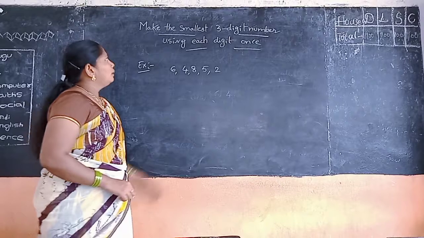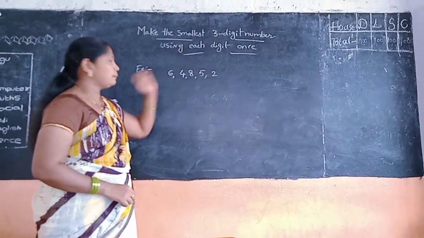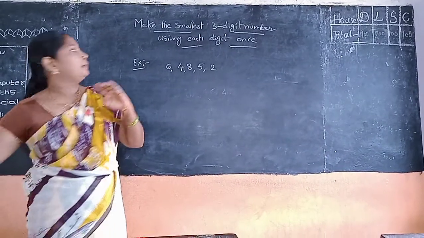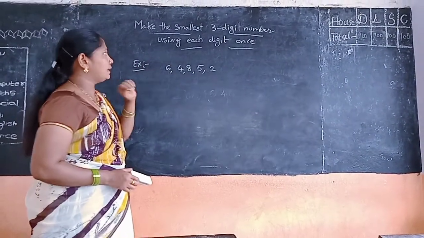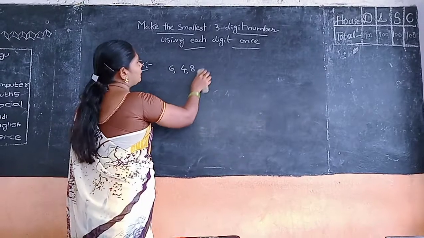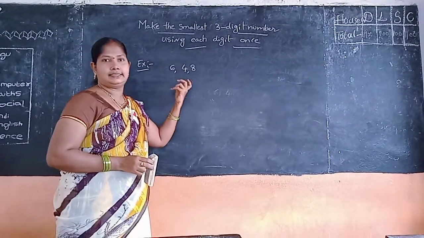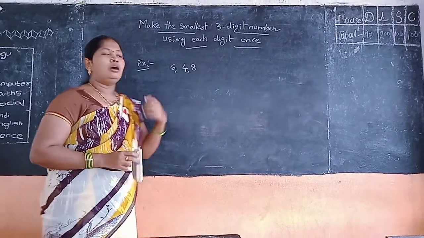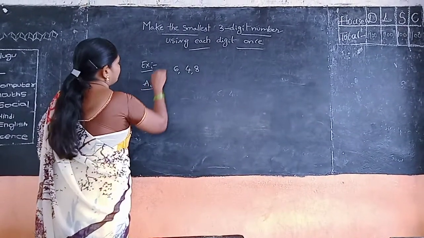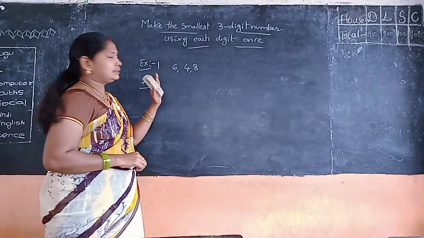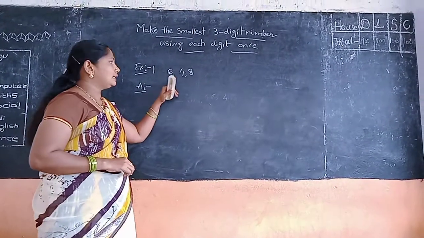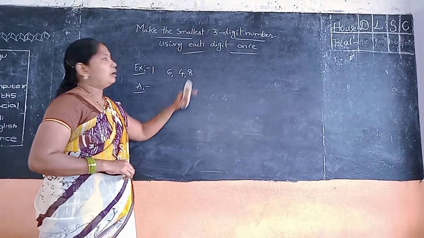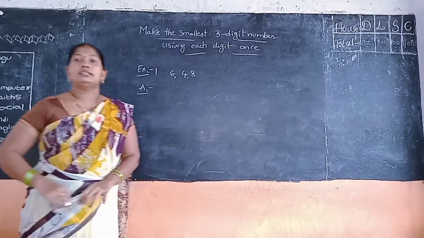Okay, next one. Make the smallest 3-digit number using each digit once. Now I will take only 3 digits. How do we write the smallest 3-digit number? Now start. I will take 6, 4, 8. 6 is a single digit number, 4 is also a single digit number, 8 is also a single digit number. You write the smallest 3-digit number.